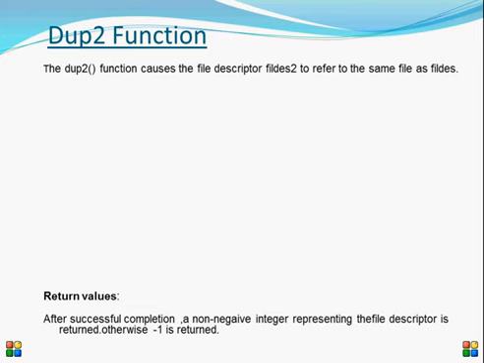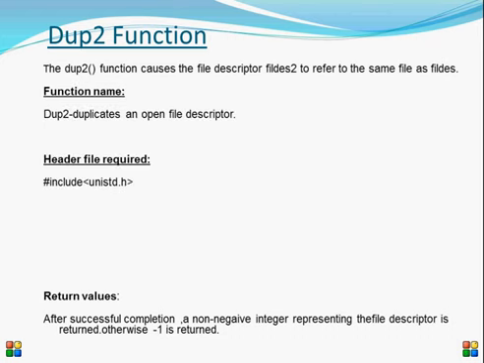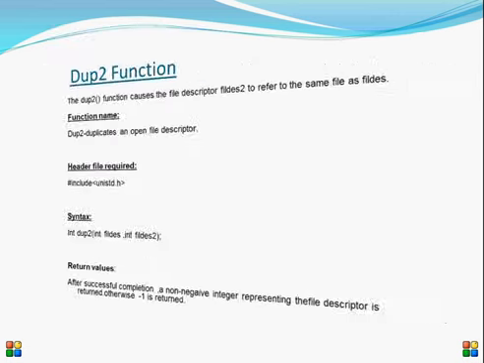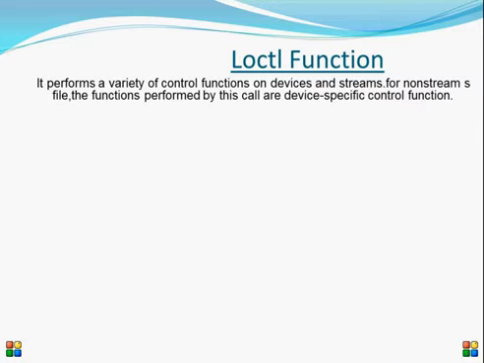Dup2 function. The dup2 function causes the file descriptor fields2 to refer to the same file as fields. Function name: dup2 duplicates an open file descriptor. Header file required: unistd.h. Syntax: it consists of fields and fields2. Return value. After successful completion, a non-negative integer representing the file descriptor is returned. Otherwise, -1 is returned.